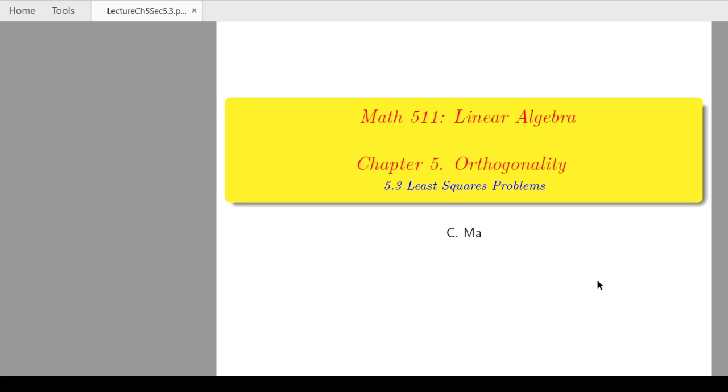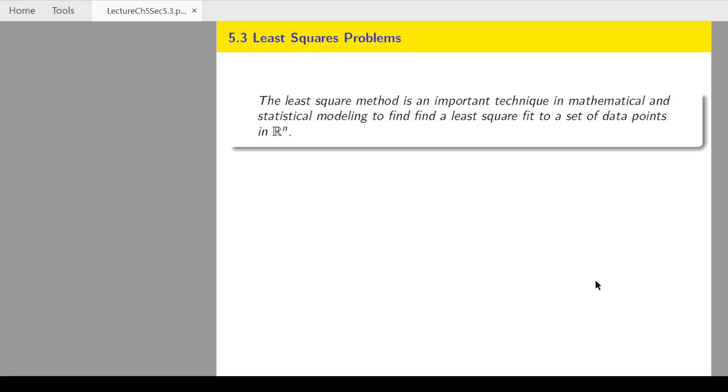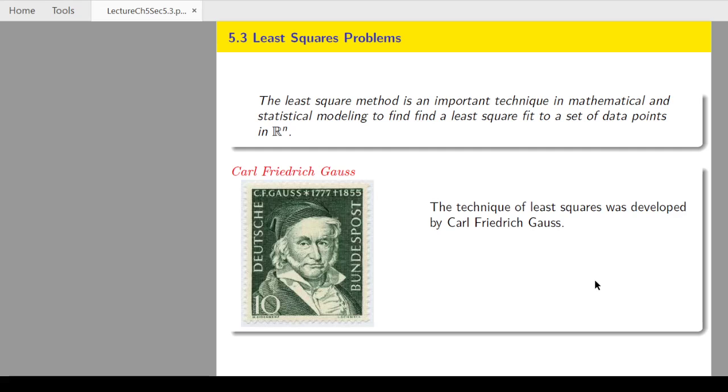Section 5.3 Least Square Problems. This section is about the least square method. The least square method is a popular method in numerical analysis and statistics. It's used to find the least square fit to a set of data points in Rn. This method was developed by Gauss.